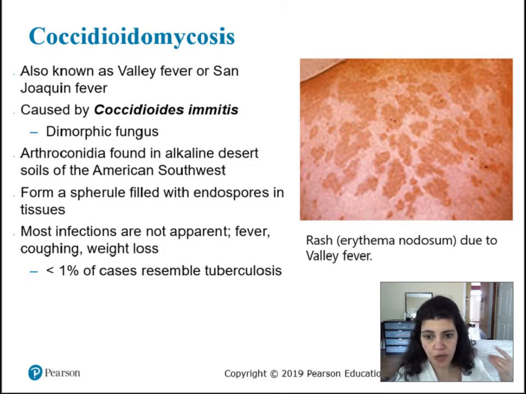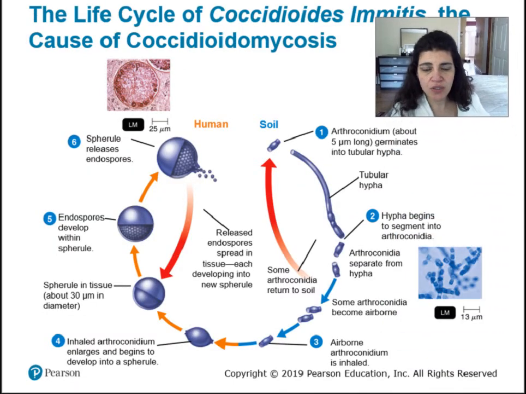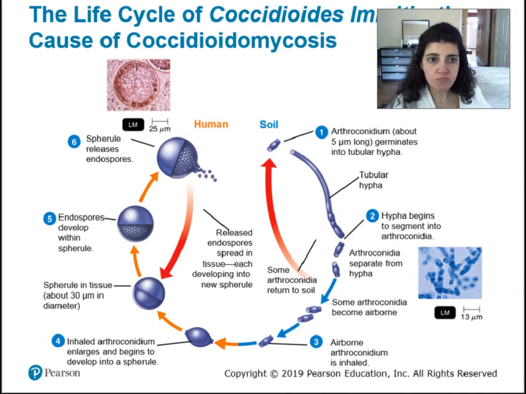The infection can also spread from the lungs to other parts of the body, like the central nervous system, skin, bones, and joints. This is how the cycle of this fungus happens. In the soil you have the arthroconidium, it germinates, it forms a hypha. These hyphae split, separate, and airborne arthroconidia can be inhaled. So you see, what you really inhale in the case of this disease is not even the spore, it's the arthroconidium. It's like a part of the hypha.